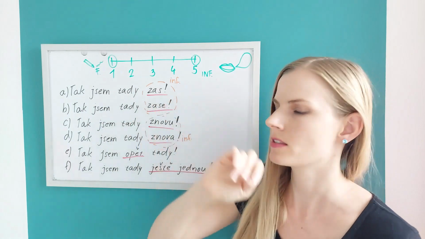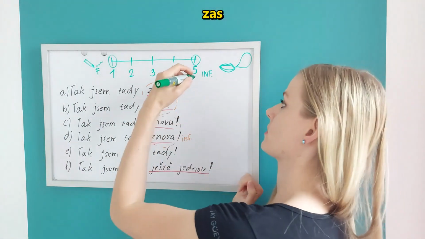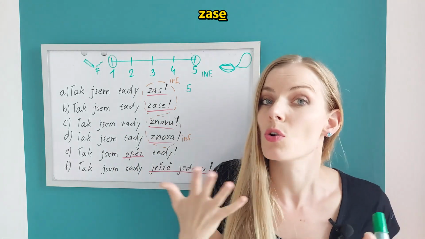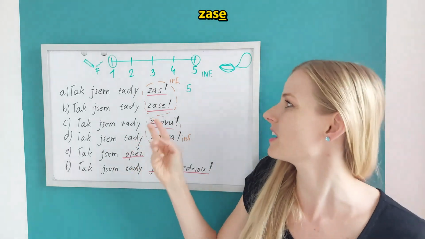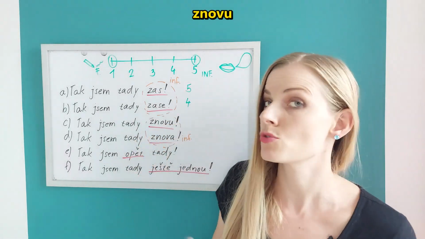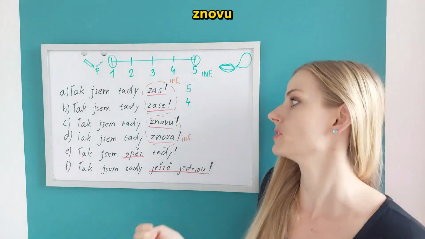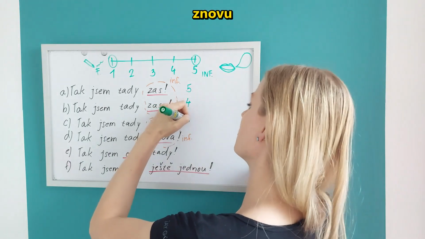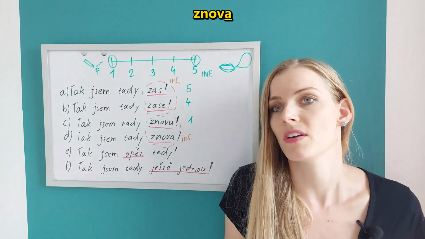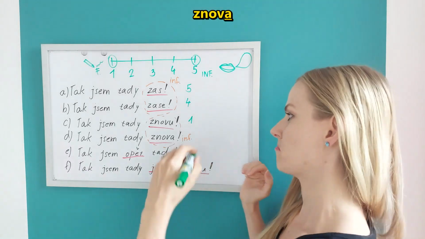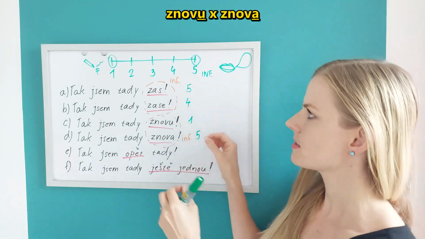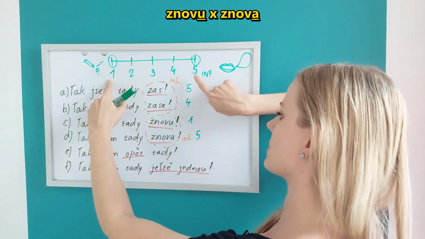Let's grade these sentences. Tak jsem tady zas. Zas is very informal. We would give it number 5. Tak jsem tady zase. It's also informal, but not as much as zas. We would give it number 4. Tak jsem tady znovu. Znovu is formal, definitely. I would give it number 1. Znova is the same word, but it's just a colloquial variant. I would say it's all the way to number 5. It's informal. You can see each is on a different side, znovu versus znova.